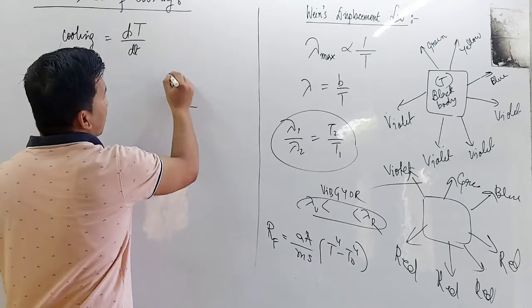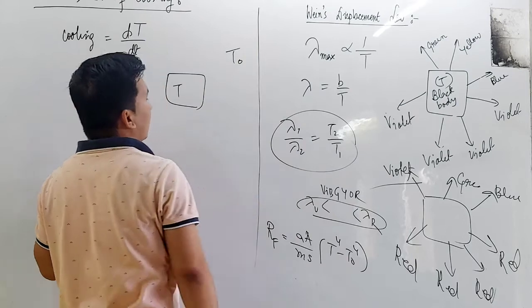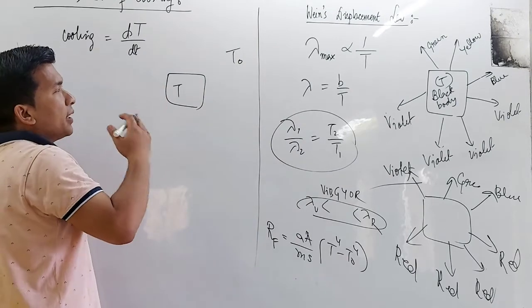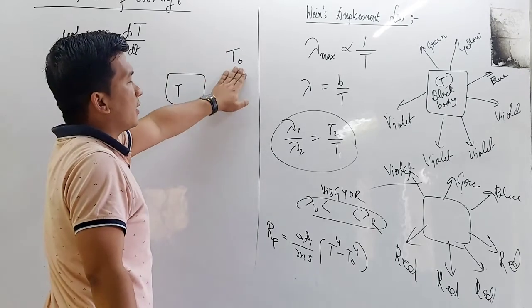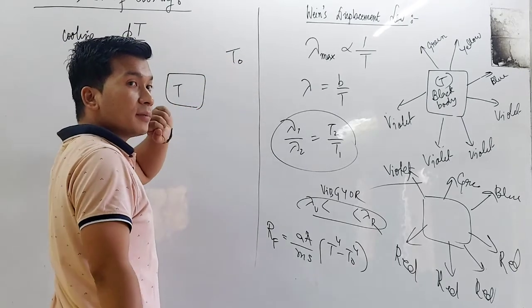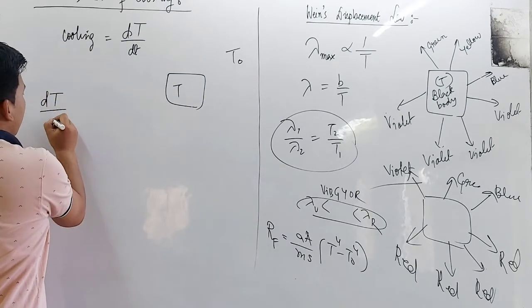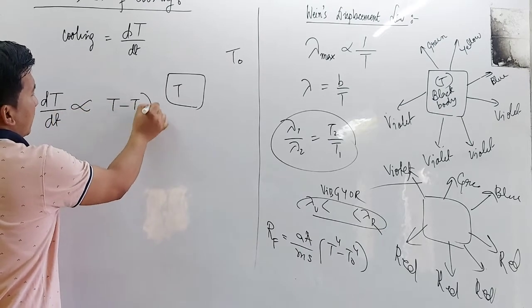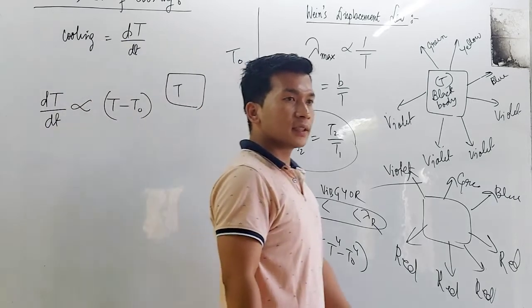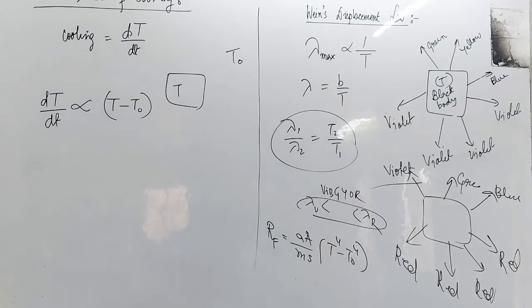We have any object at temperature T and the surrounding temperature is maintained at T naught, and heat will be continuously exchanged between the body and the surrounding. Now simple: dT by dt, that means the rate of cooling, is directly proportional to the temperature difference T minus T naught. The temperature difference between the hot body and the surrounding will decide how fast the cooling will occur.